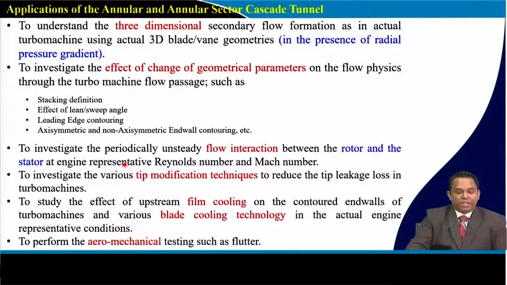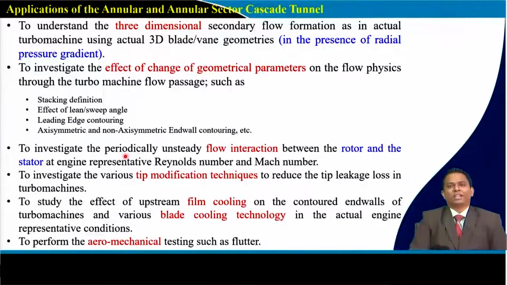We can investigate the flow interaction, the effect of the upcoming wake from the rotor to the stator. We can study tip shape modification. We can go with cooling study. We can also do aeromechanical study. So overall, if we look at this, cascade tunnels are of great importance.